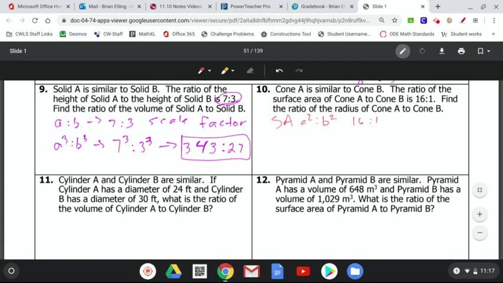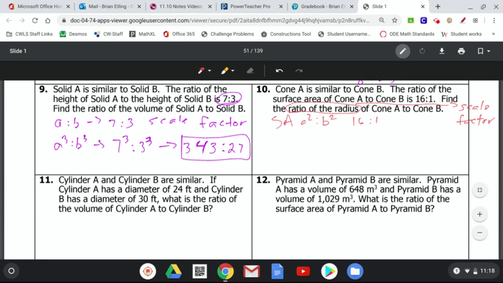So now we have to find the ratio of the radius of cone A to cone B. Guys, when they say ratio of the radius or ratio of any corresponding parts, what is that asking for? That is asking for the scale factor, okay? That is what it's asking for. So don't get confused when it asks for specifics of the solid, the cone, the pyramid, whatever. It's really just asking you for the scale factor, okay?